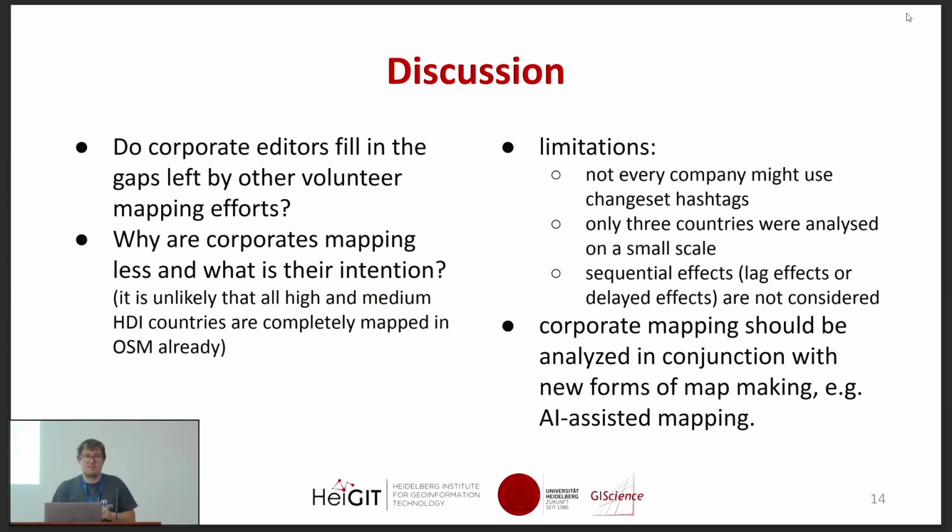Yeah, and something for the outlook, maybe what I think should be done is also try to bring together other emerging forms of mapping that also affect OpenStreetMap, like AI-assisted mapping in conjunction with corporate mapping. So that would also be something interesting. So are the meta mappers all using Rapid or not? I don't know. We haven't done this analysis, but I think it could be an interesting question for future research.